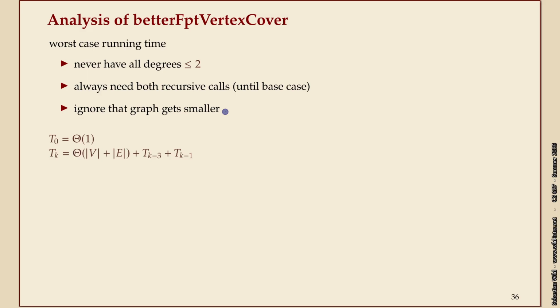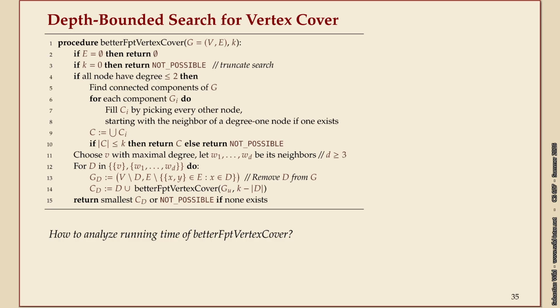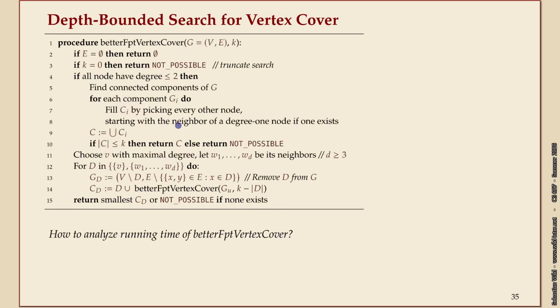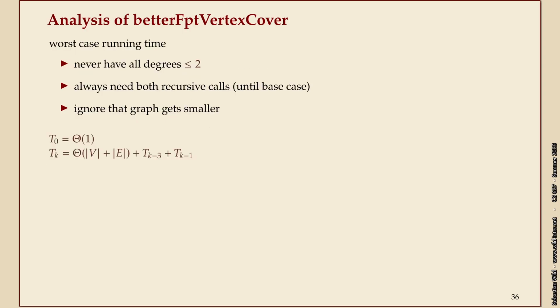And what we'll ignore for the analysis, which is a bit wasteful, but we'll make the analysis easier, is that the graph is shrinking a bit. We're removing some vertices. But remember, the setup is that the graph is really big and the parameter is relatively small. So the fact that the graph gets slightly smaller doesn't help us all that much. It means that some of the base cases get slightly cheaper over time, but it's not a big difference. So that's just to make the analysis a bit easier, and we're upper bounding the cost of the algorithm.